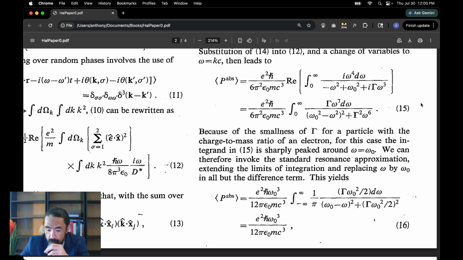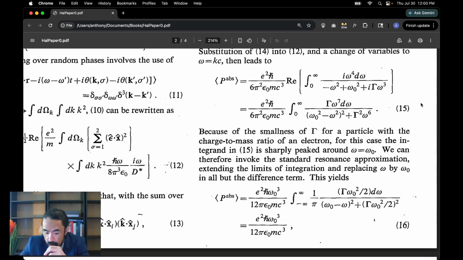Because of the smallness of capital gamma for a particle with the charge to mass ratio of an electron, in this case the integrand given by equation 15 is sharply peaked around omega having a value of omega naught, or where omega equals omega naught. We can therefore invoke the standard resonance approximation, extending the limits of integration and replacing omega by omega naught in all but the difference term, which is seen on the denominator of the integrand of equation 15.